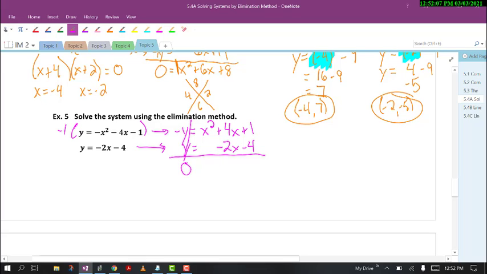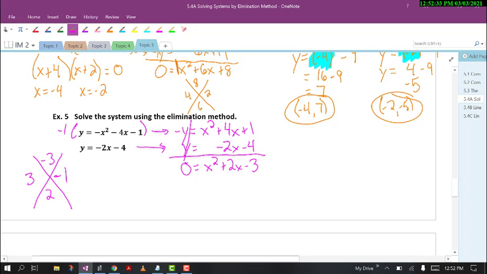Y's cancel out, which is what we wanted. X squared is still there. There's no like terms. 4x minus 2x is a positive 2x, and 1 plus -4 is a -3. So we have our quadratic that we have to solve. So once again, we check for a GCF. There is not one. So our product has to be -3. Our sum has to be 2. So that would be 3 and -1.